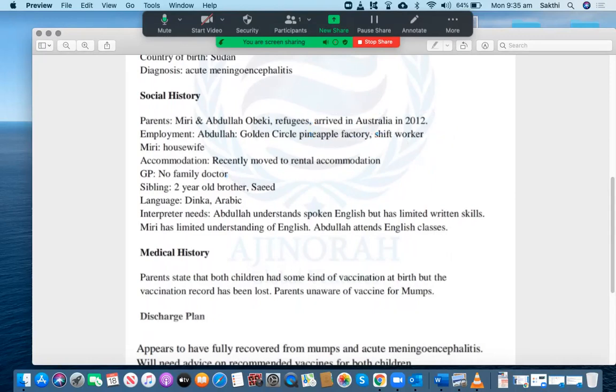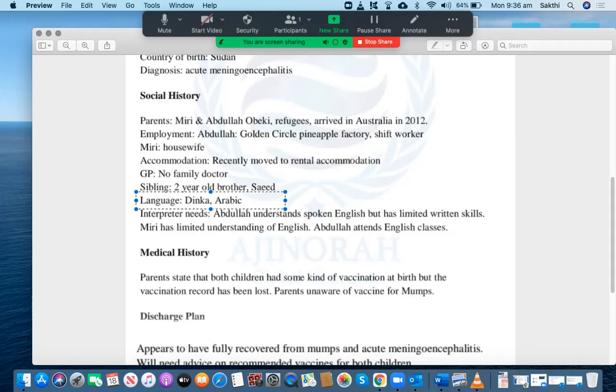Okay, and then Abdullah works in Golden Circle Pineapple Factory, and he's a shift worker. Okay, that's not needed. Yes, accommodation, recently moved to a rental accommodation. GP, no family doctor. She should have mentioned this. They don't have a family doctor. Okay, she should have mentioned it, but she didn't. That's not good. Sibling, 2-year-old brother Saeed, that's all right. Dinka. Okay, remember this. You have mentioned that their native language is Dinka and Arabic. That's wrong, because they just mentioned that they know these languages very well.